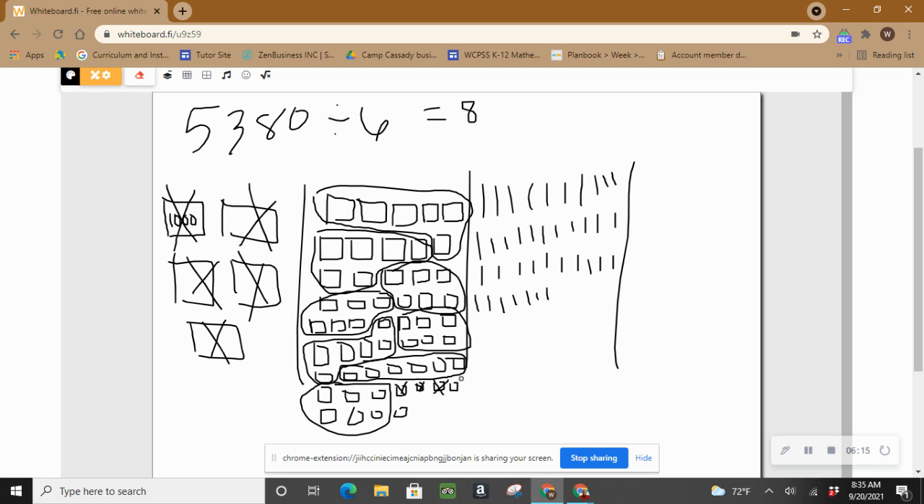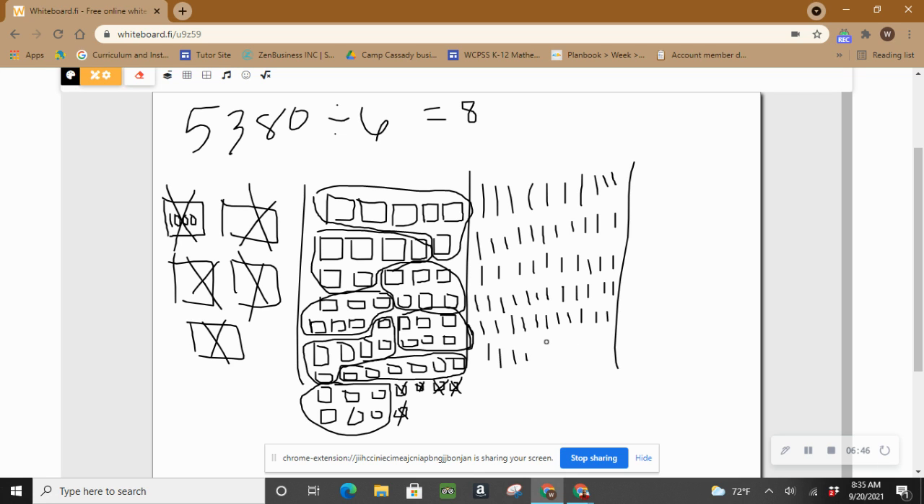All right, cross that out. 1, 2, 3, 4, 5, 6, 7, 8, 9, 10. So I won't count this one. I'll just make that part of that 10. And then the last 10, cross that out. 1, 2, 3, 4, 5, 6, 7, 8, 9, 10.